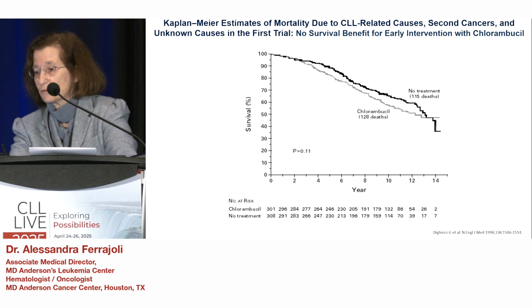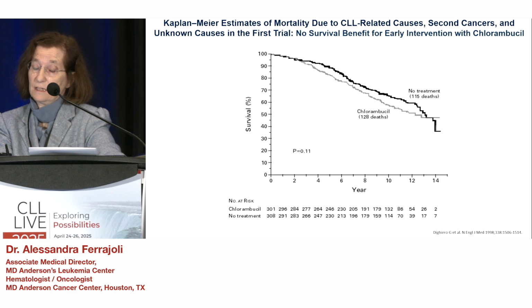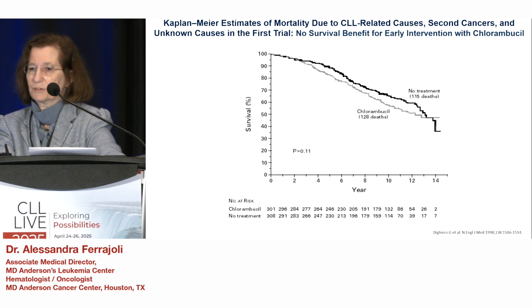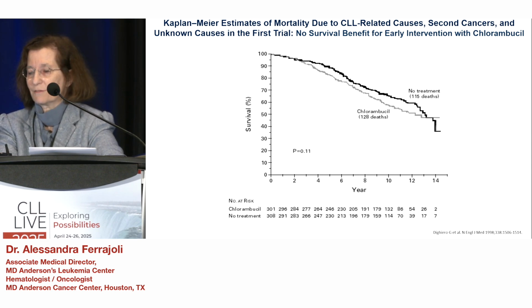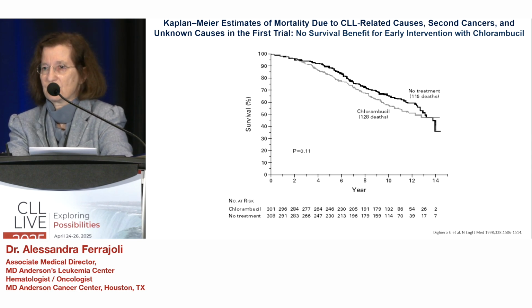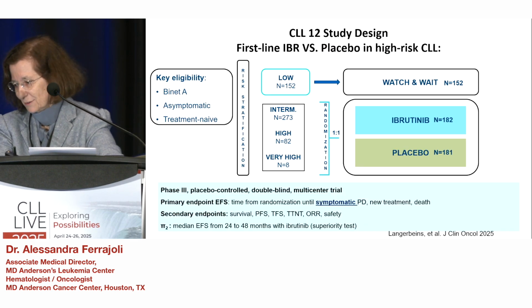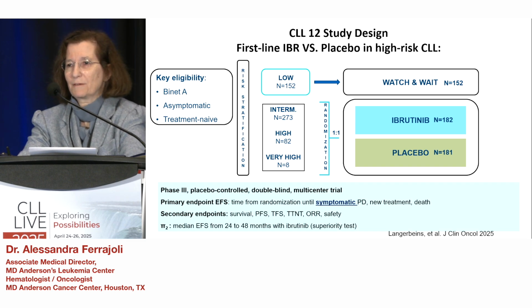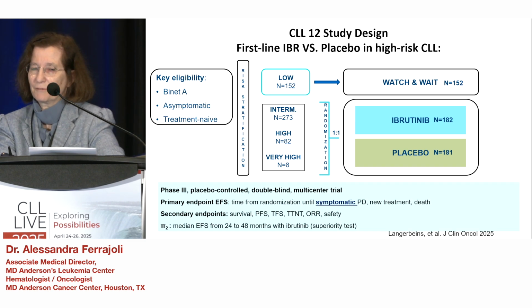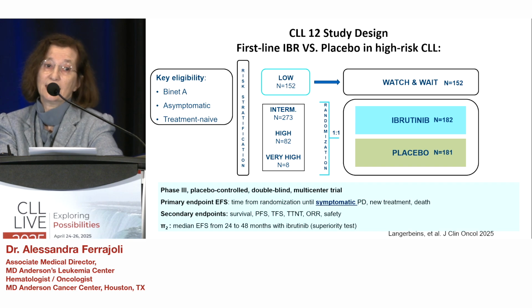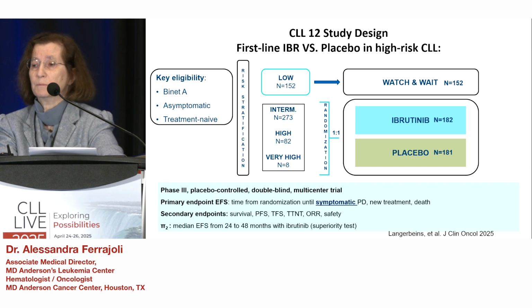And this was shown in the early years. This is probably one of the oldest slides I ever show. It's from 1998 from Dr. Diguero that showed that early intervention with chlorambucil did not result in a benefit. And moving forward to 2025, a paper freshly published by our colleague and friends in Germany, Dr. Langerbeens, CLL12, showed that again, an early intervention is not beneficial. And in this case, it's an early intervention with a modern targeted agent with ibrutinib.